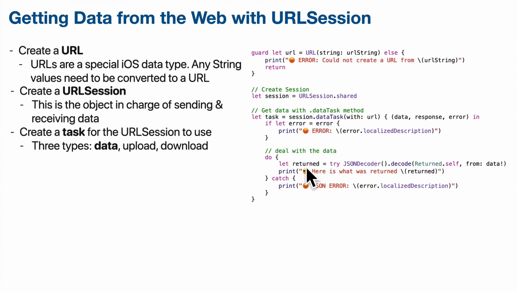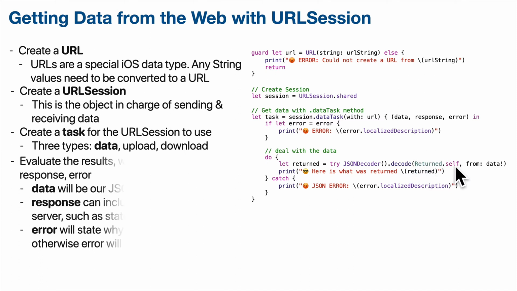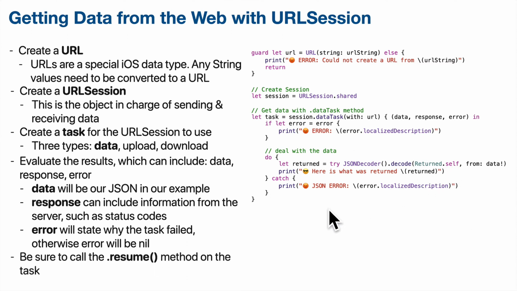Then we'll try to decode the data that we get back into JSON. Our data structure that we're going to use is called Returned. That's why we've got Returned.self in here. And importantly, we need to make sure that we call the resume method on the data task that we set up so that that executes. Then we'll be ready to call the method in code. Let's code.